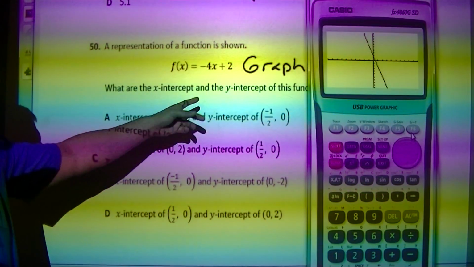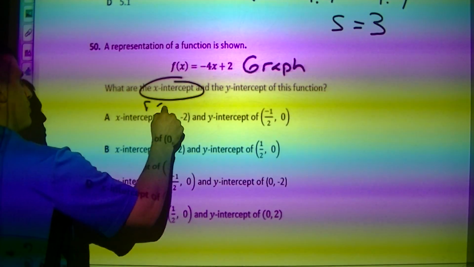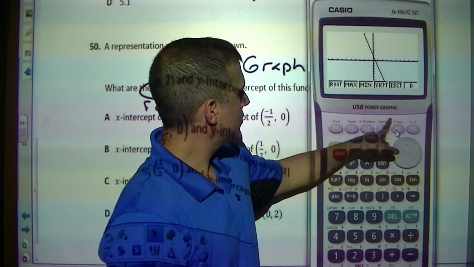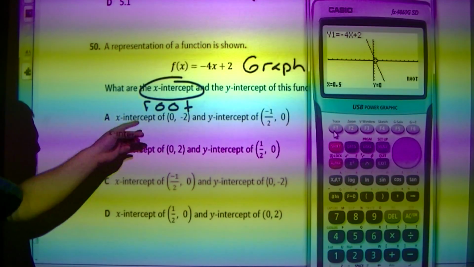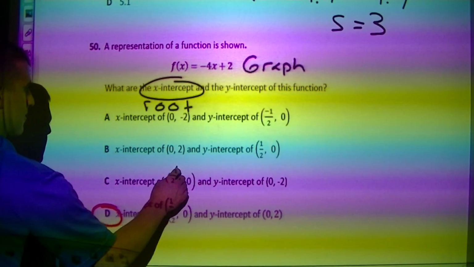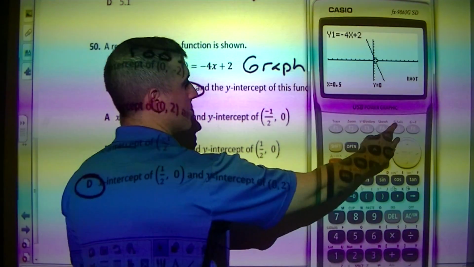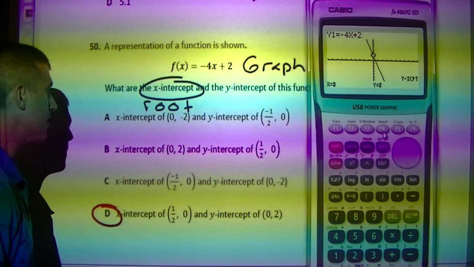Now, x-intercept, y-intercept. Now, that word for us is root. That's root. So G solve root, which is F1, tells me the x-intercept is 0.5. So this one has to be my answer, because these are not. And to find the y-intercept, G solve y-intercept is 0.2. And that's why that is my answer.